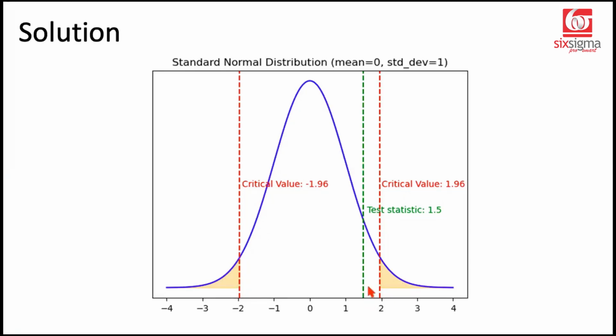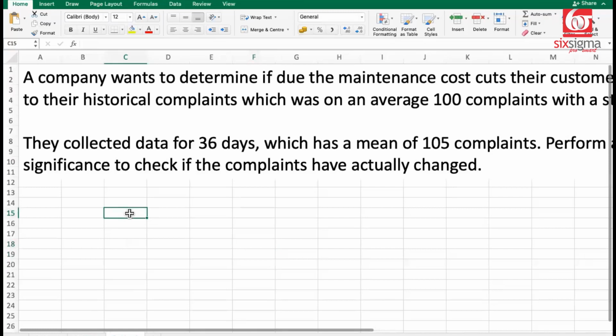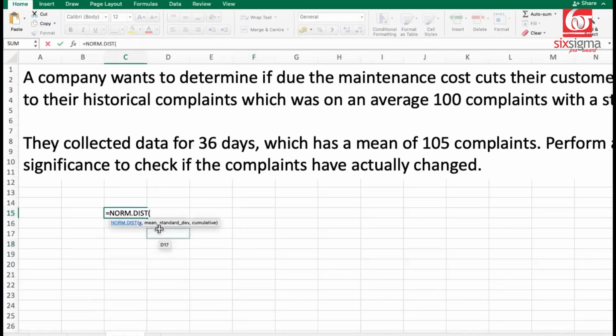Let me quickly do this in Excel. So we can use the NORM.DIST again here. The value that we calculated was 1.5. The mean would be 0 for the standard normal distribution. Standard deviation would be 1. And we are doing a cumulative calculation again. So this is going to be 0.933. But is this the answer?